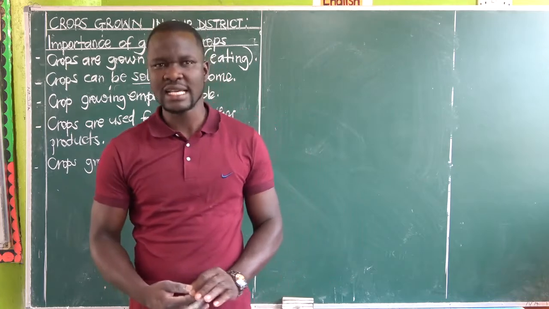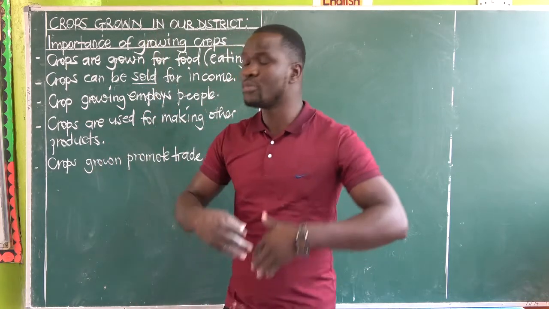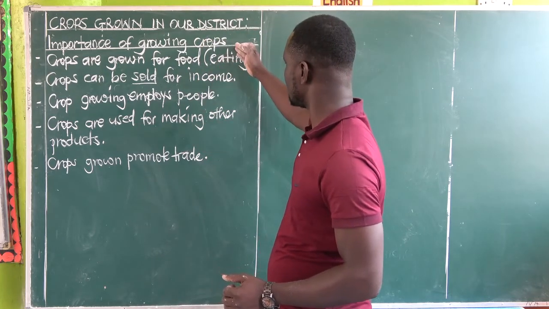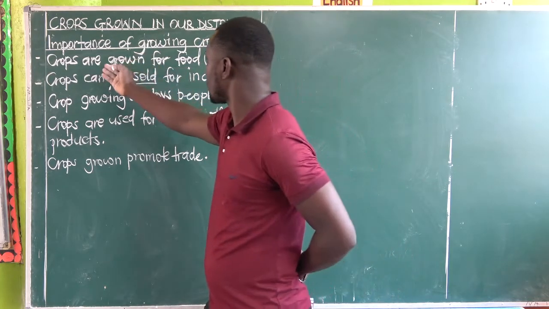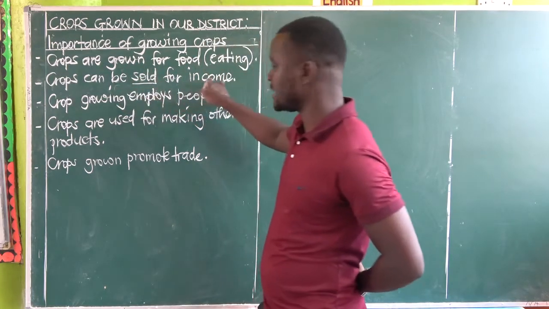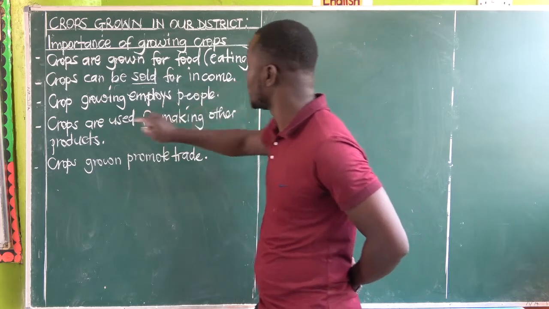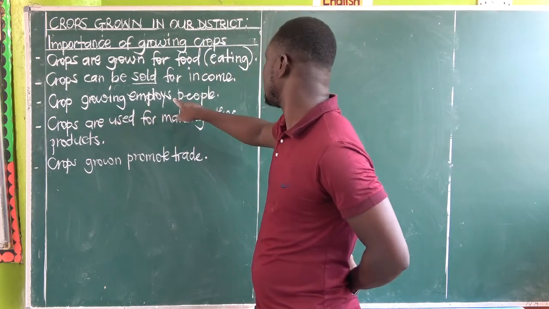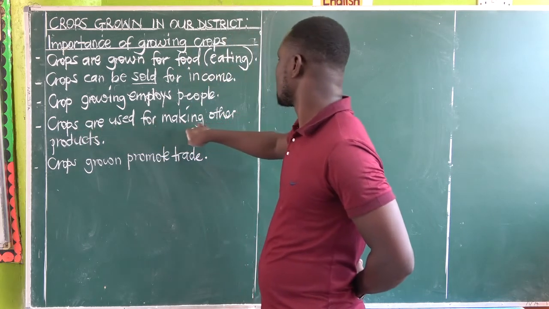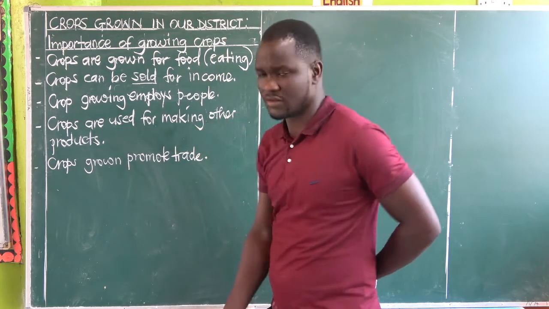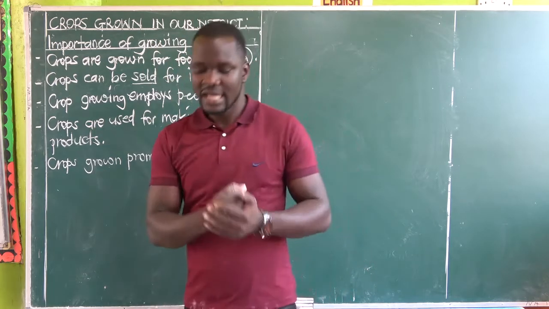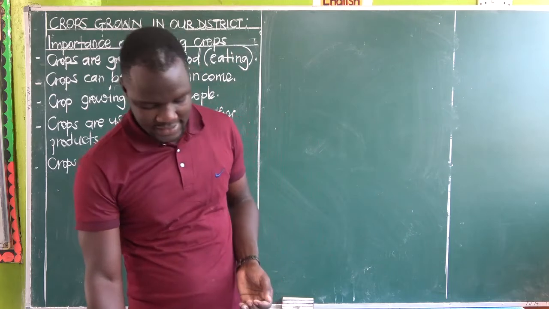So if a question is asked to you as a P4 child, why do people grow crops? Please, you have as many answers as possible for you to tell us. You can say people grow crops to get food to eat. People grow crops to sell and they get income or money. You can also say people grow crops in order to make other products out of them, but of course, this goes back to selling them and they get money. So that is what you need to understand.